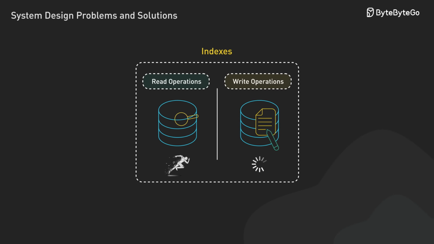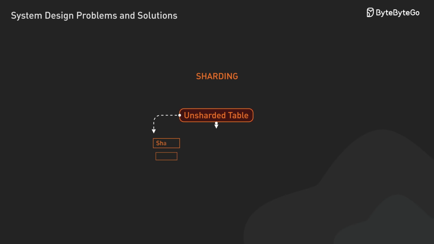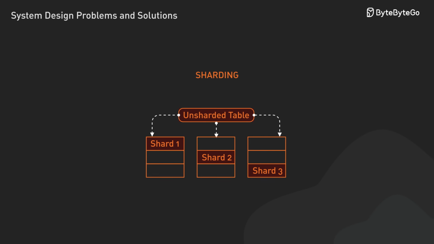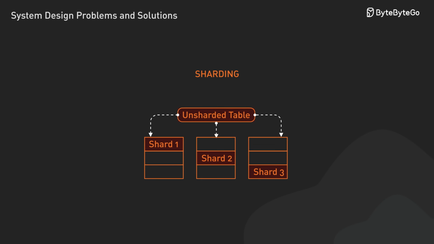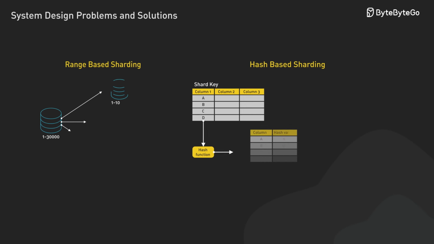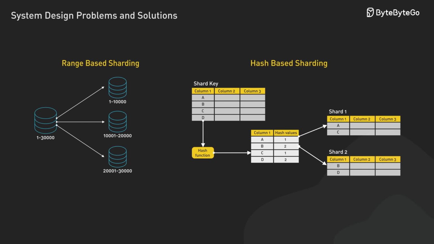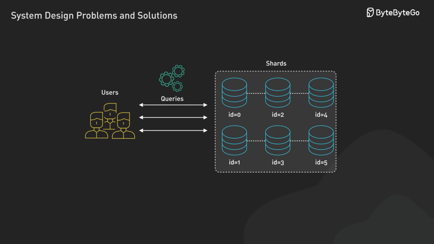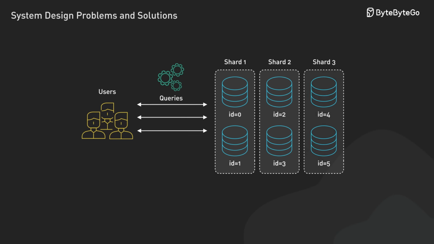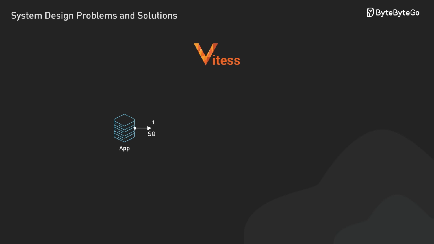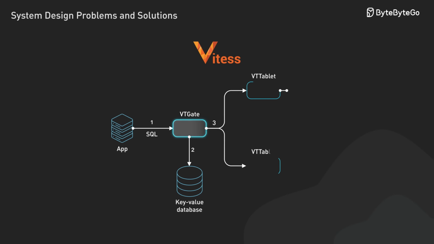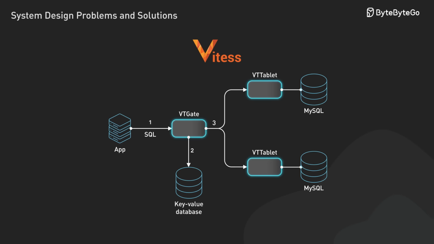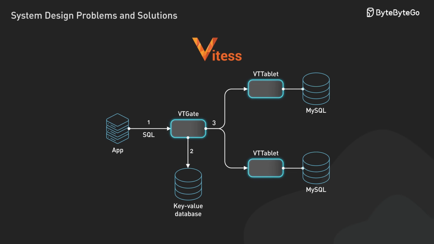Sometimes, indexing alone isn't enough. As a last resort, consider sharding, splitting the database across multiple machines, using strategies like range-based or hash-based distribution. While sharding can scale the system significantly, it adds substantial complexity and can be challenging to reverse. Tools like Vitess simplify sharding for databases like MySQL, but it's a strategy to use sparingly and only when absolutely necessary.